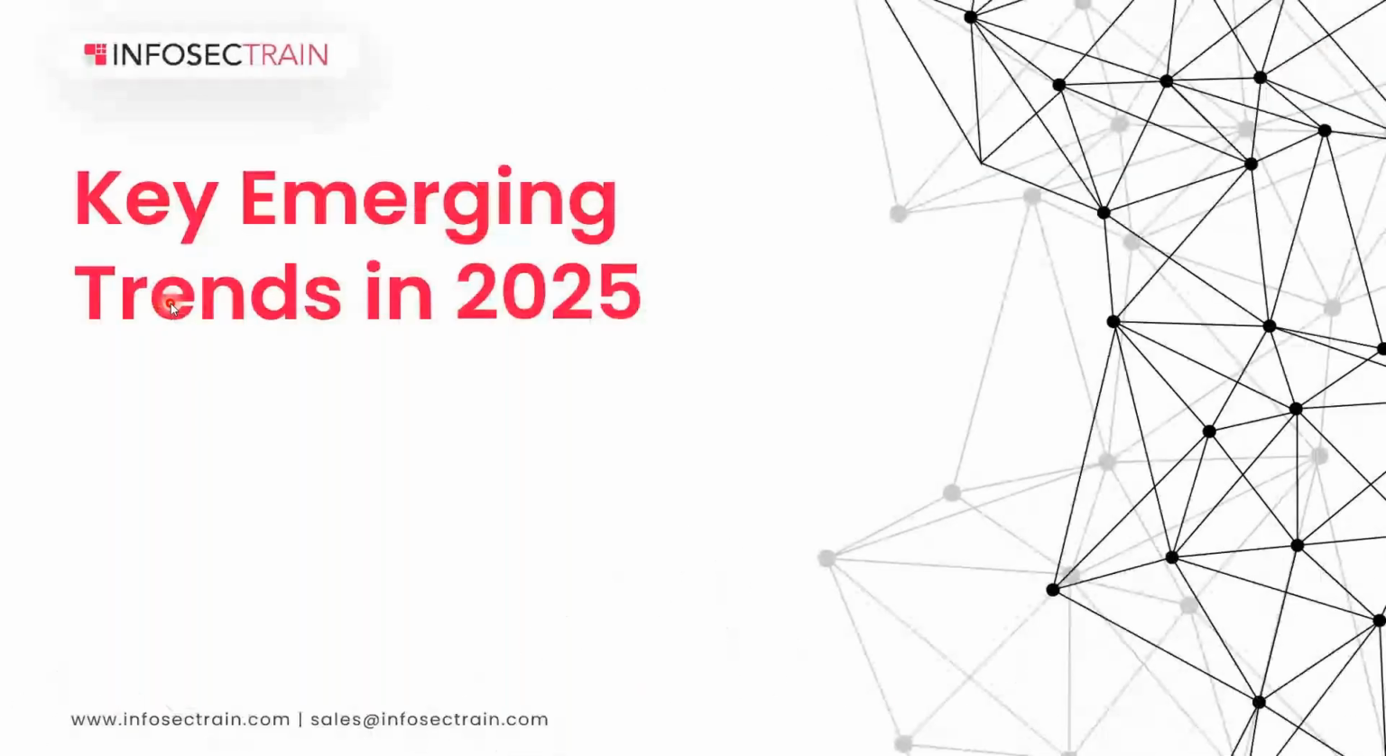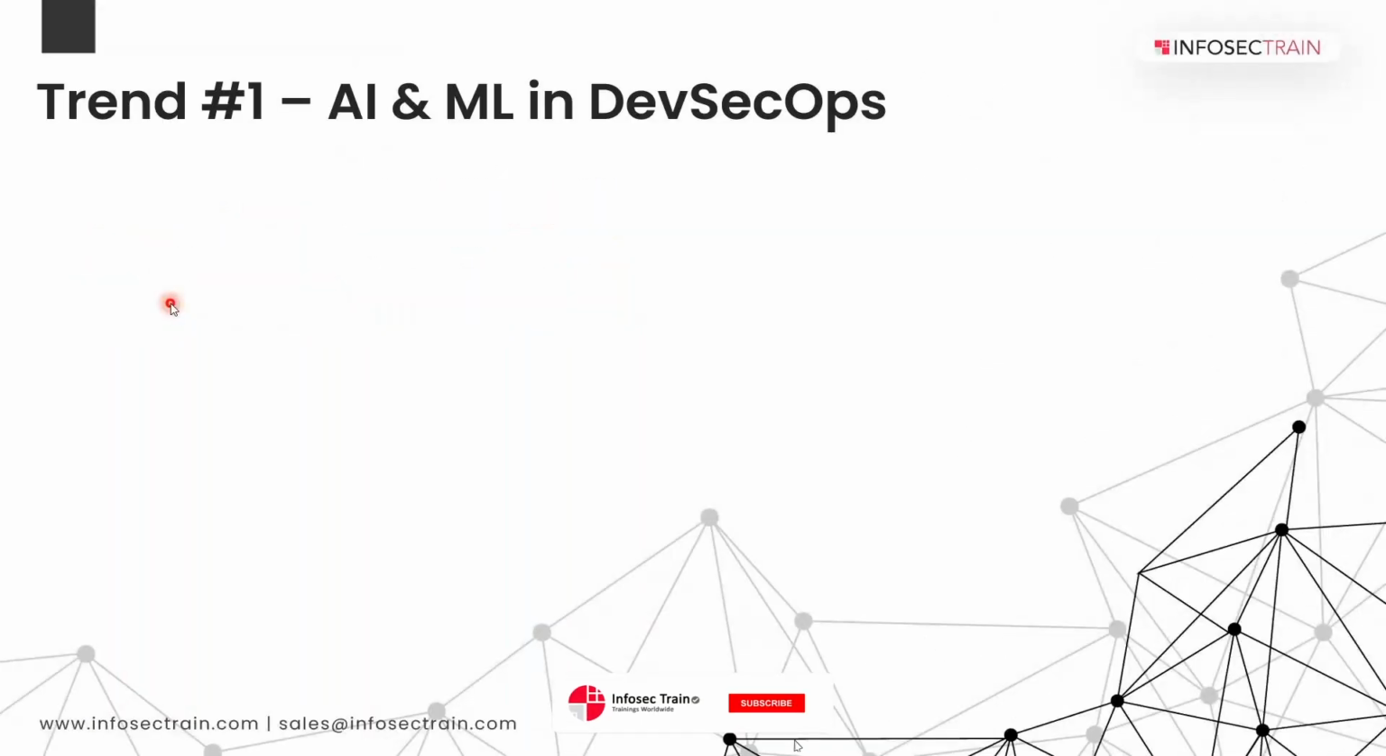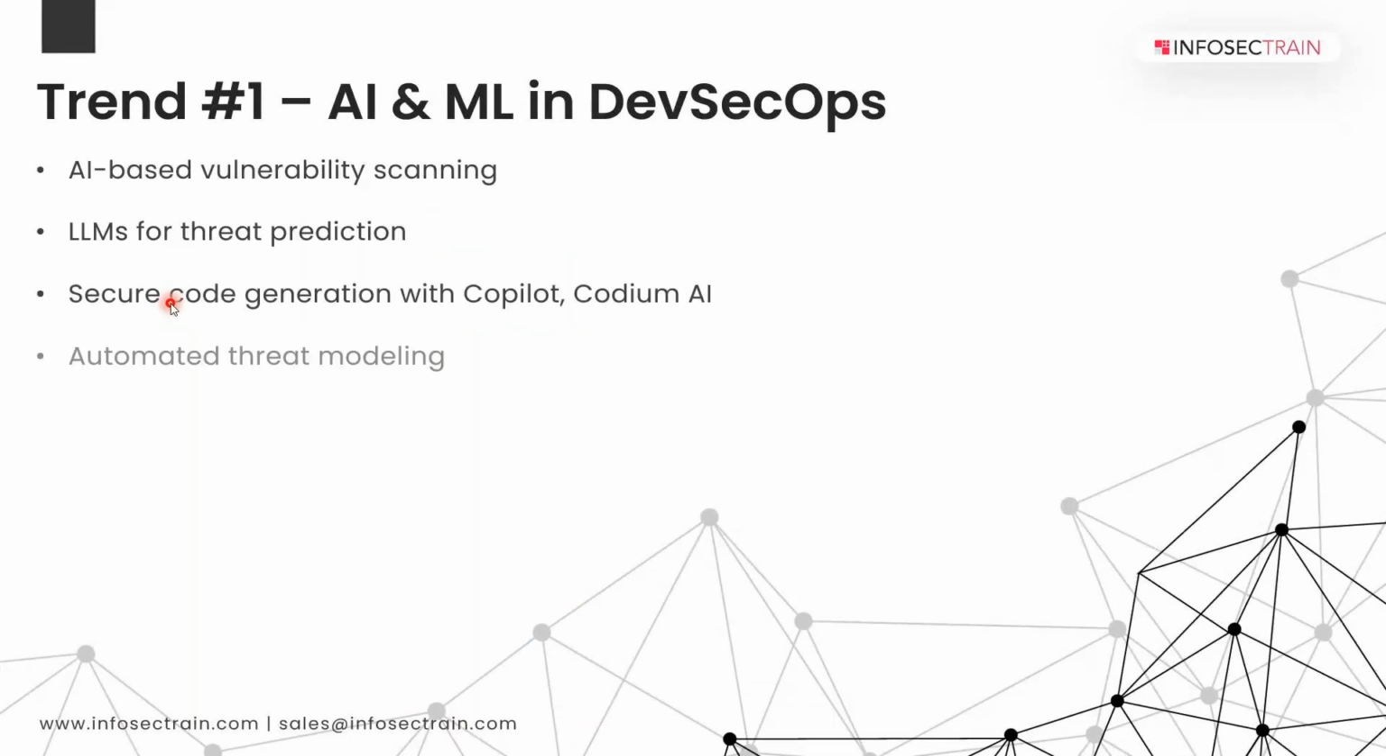So, what are the key emerging trends that we have in 2025 in terms of DevSecOps? The first one is AI/ML in DevSecOps. We will have AI-based vulnerability scanning for sure, and we will be using LLMs for threat prediction, and we will be doing secure coding. So we will use secure code generation with Copilot or other code generation tools, and we will be automating threat modeling as well. So this is trend one.